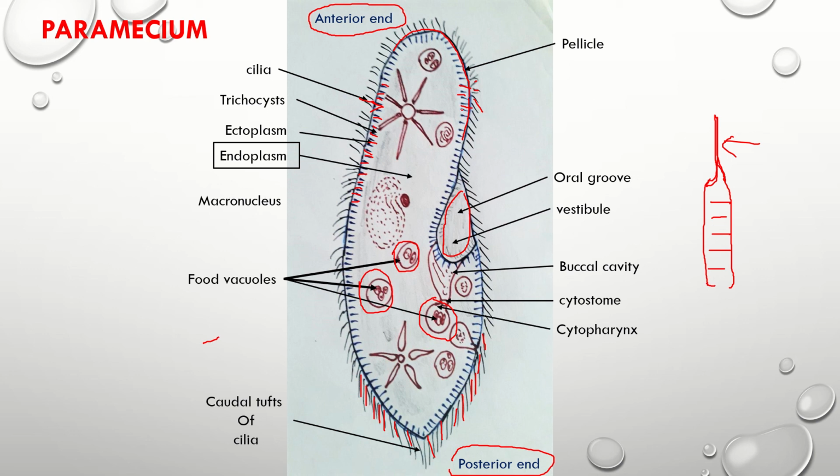Then the next important structure is the nucleus. Paramecium is a heterokaryotic organism, as it possesses two types of nuclei. There is one large nucleus, called the macronucleus, and also a small nucleus, called the micronucleus.